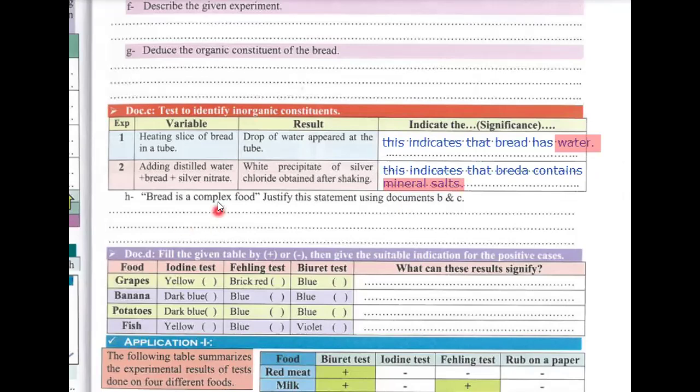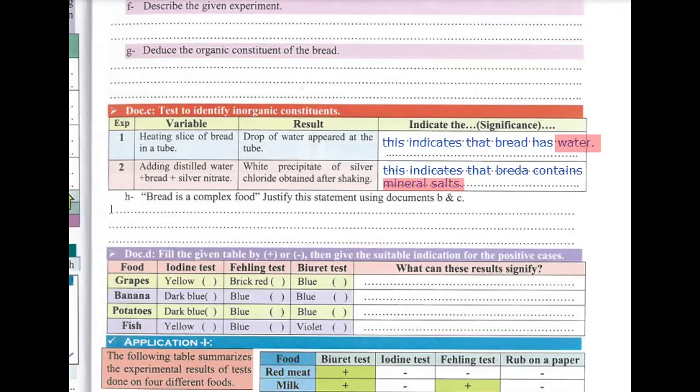Bread is a complex food. That is the conclusion. Justify the statement. What do you think? Is bread a complex food or simple? For sure it is a complex food. Why, miss? Because bread has proteins, bread has starch, bread has water, bread has mineral salts. It's rich in different kinds of constituents, organic constituents. So bread is a complex food. It says justify this statement. This is like "show that." I start with the justification and finish with the statement.